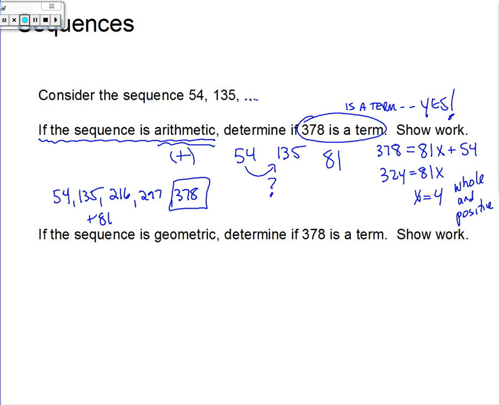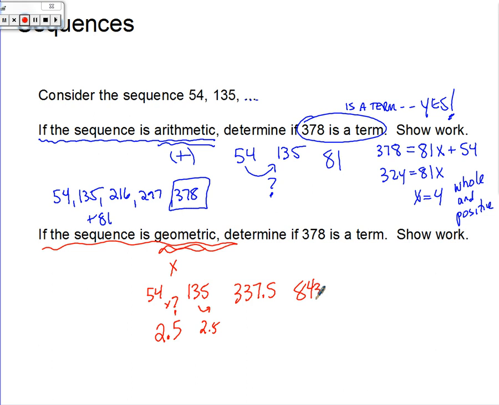Now, what if it's geometric? If it's geometric, we got to figure out what to multiply by. So 54 times what gives you 135. And the only way to figure that out is to divide. So 135 divided by 54, and I get 2.5 as my multiplier. So again, the easy way would be to keep multiplying by 2.5. So 135 times 2.5 is 337.5 times 2.5 is 843.75. So we completely skipped over 378. No, it is not a term.